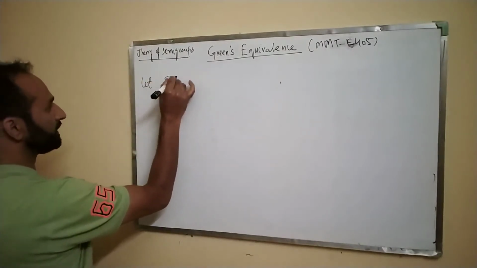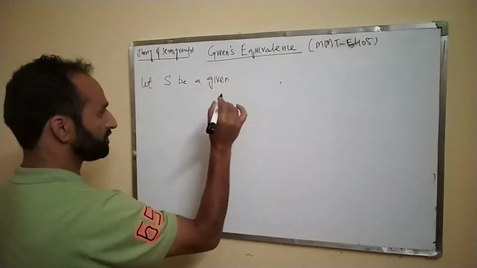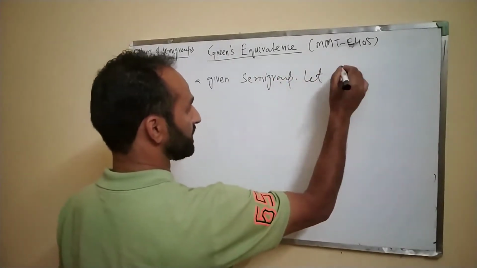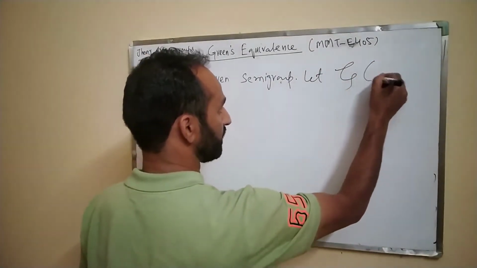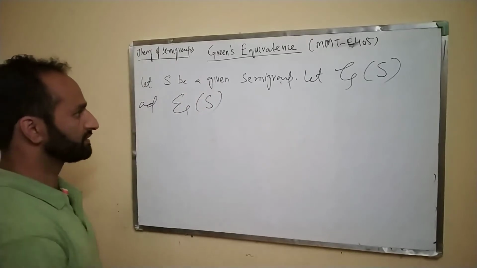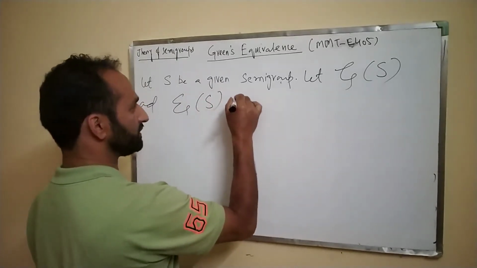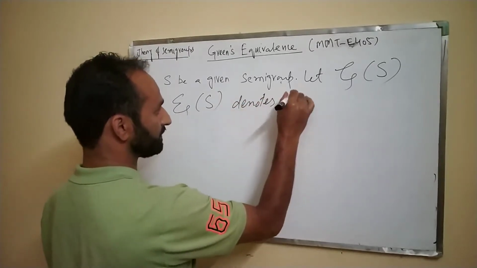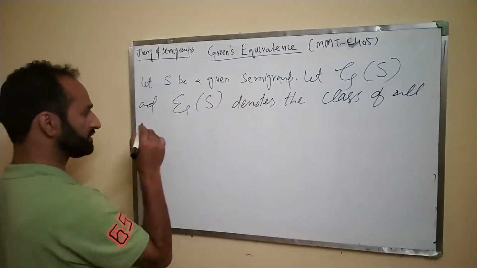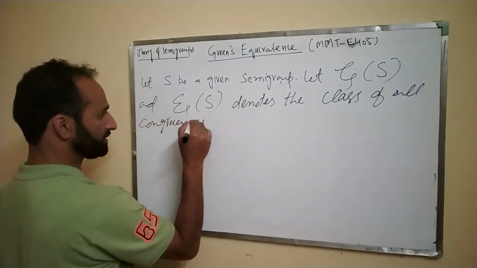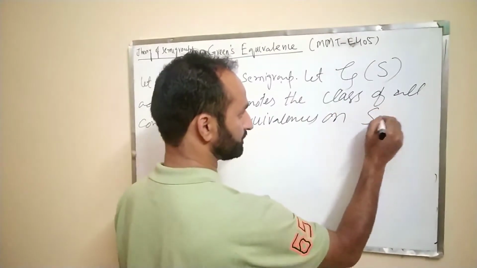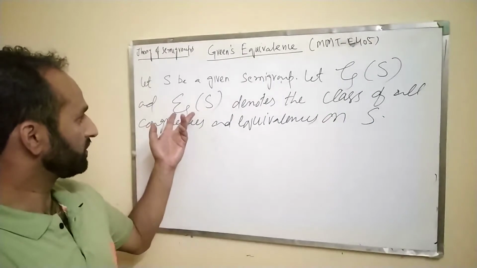Let S be a given semigroup, and let's suppose that cursive C of S and cursive E of S denote the collection, or class, of all congruences and equivalences on S. It's a collection of all congruences and a collection of all equivalences on S, respectively.